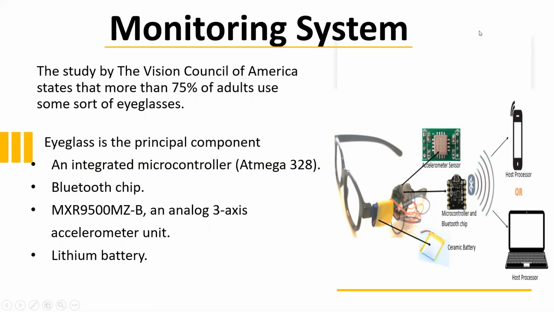We have used an integrated microcontroller, that is the Atmega 328P, and a Bluetooth chip. Along with these two components, we have an analog 3-axis accelerometer unit, that is the MXR9500MZB. This accelerometer sensor is attached on top of the microcontroller and the Bluetooth chip to make it compact and lightweight. The accelerometer sensor records the data, the microcontroller unit and the Bluetooth unit access the data and send it to the host processor, and a lithium battery powers our system.